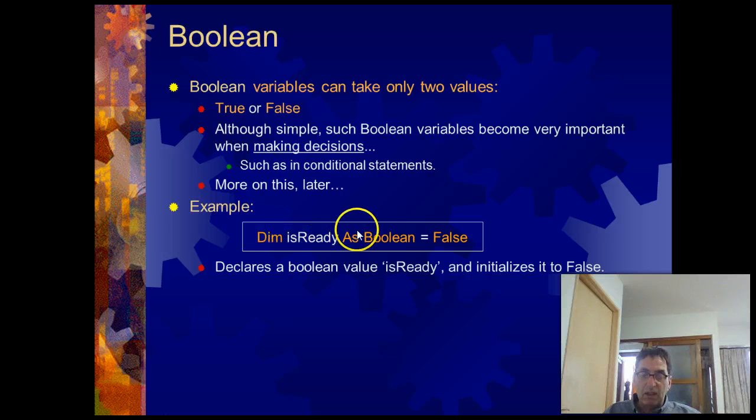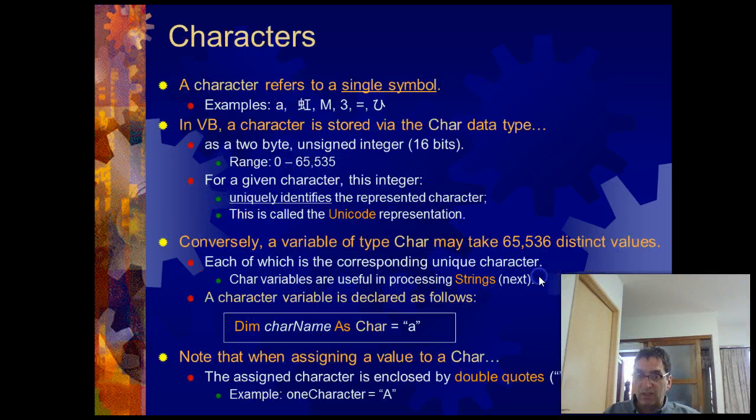Here's an example of declaring a Boolean. You just say dim, and then here's the variable name called isReady. As we say, it's as Boolean type, and here we're initializing that to false. So isReady is being set to false. So this declares a Boolean value isReady and initializes it to false.